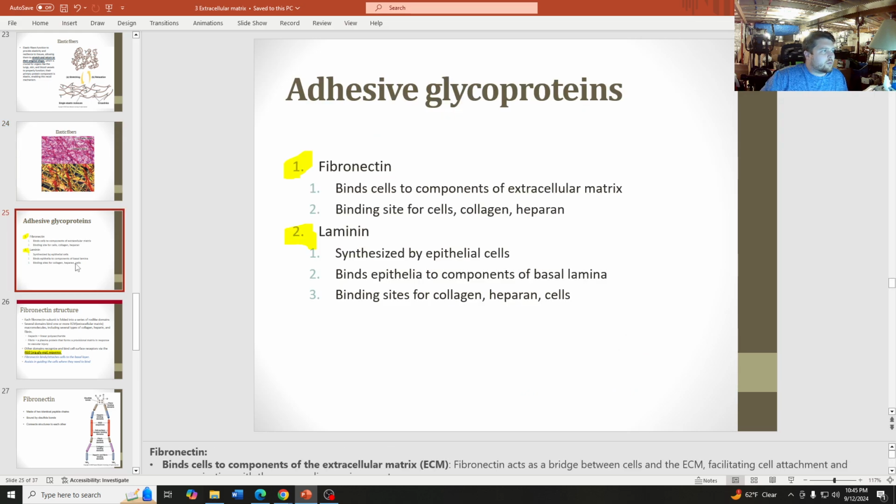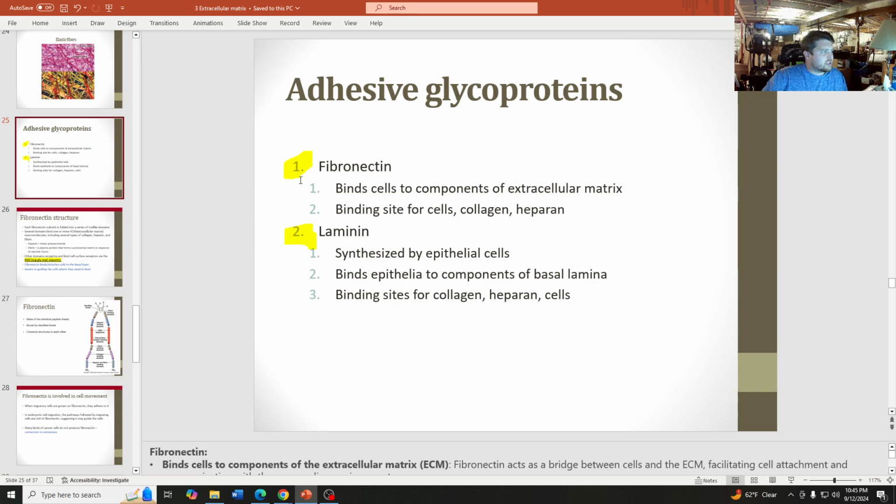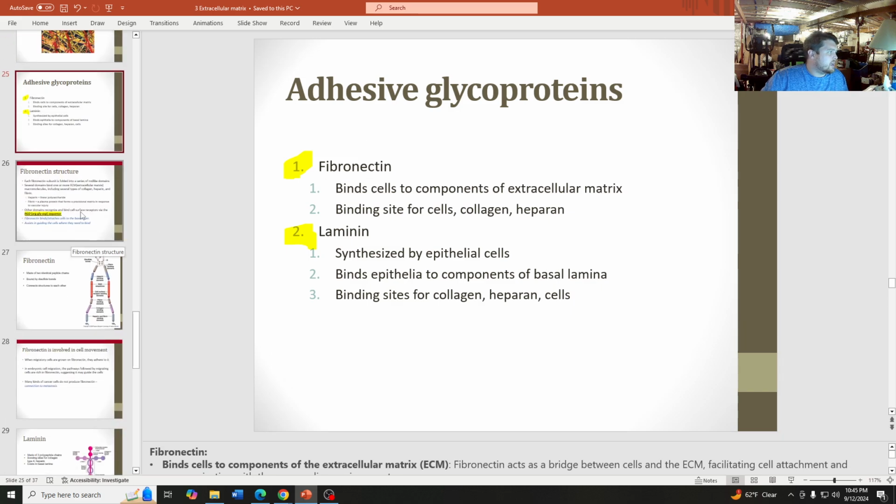Now, adhesive glycoproteins, we've mentioned fibronectin and laminin before. We're just going to go over quickly their jobs and a couple of the fun fact details on them that could be on the test. So fibronectin binds cells to components of extracellular matrix. It is also a binding site for cells, collagens, and heparin. Laminin is synthesized by epithelial cells, and it binds those epithelial cells to components of the basal lamina, and also has binding sites for collagen, heparin, and cells.